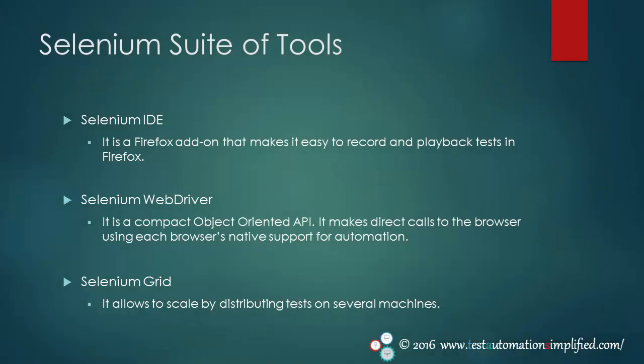Moving on, let us see a set of Selenium tools which enable it to perform and achieve goals of robust, reliable, and scalable test automation framework. Each tool has a different purpose and when used in conjunction with other Selenium tools result in reliable and scalable test automation framework. Number 1. Selenium IDE. Selenium IDE is a Firefox add-on that makes it easy to record and playback tests in Firefox.